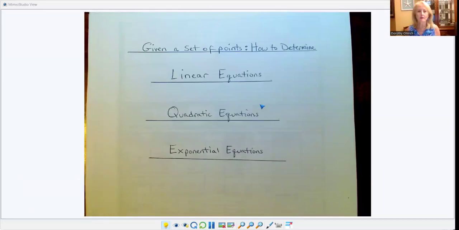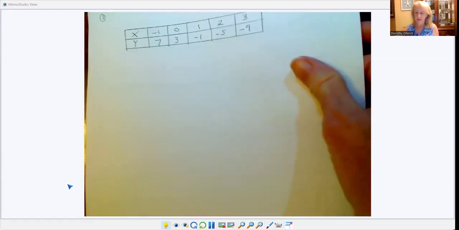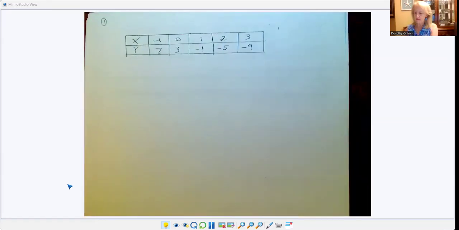In this video, we're going to see, given a set of points, how to determine if it's a linear equation, a quadratic equation, or an exponential equation. We're going to start off with these points.